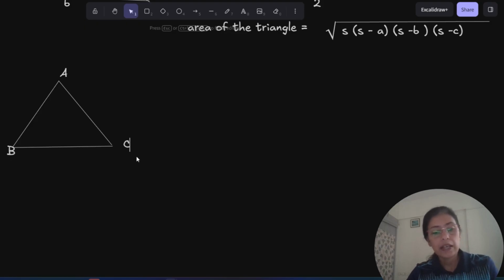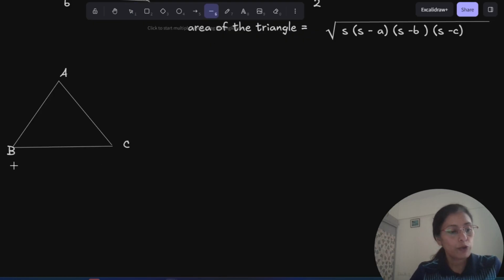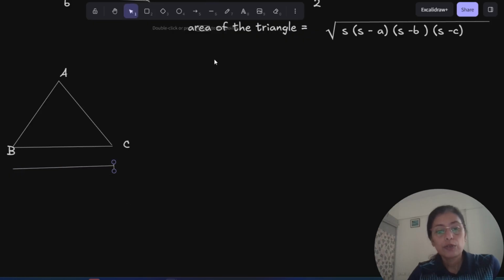I'll call this A, B, and C. And the side of this equilateral triangle is of unit length. I mean, you can say length is A. And if I'm going to use the first formula, which is half of base into height, I need to draw the height and I'll call it H.